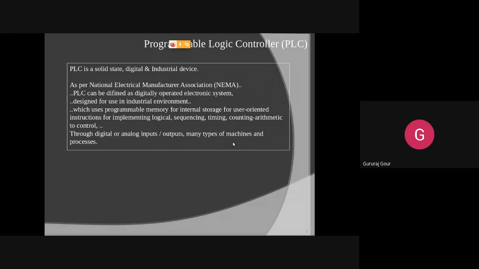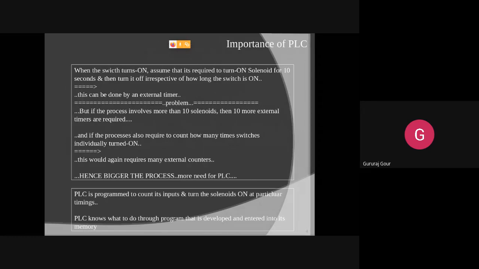In short, in one sentence or a few words, we can say a PLC is a widely accepted controlling mechanism which is made up of solid state devices or elements. So why this PLC? Why is it so much accepted universally? With the help of an example, we try to understand here. When the switch turns on, assume that it's required. All of you listen here carefully. This is the example, with the help of which we are going to realize the importance of PLC.